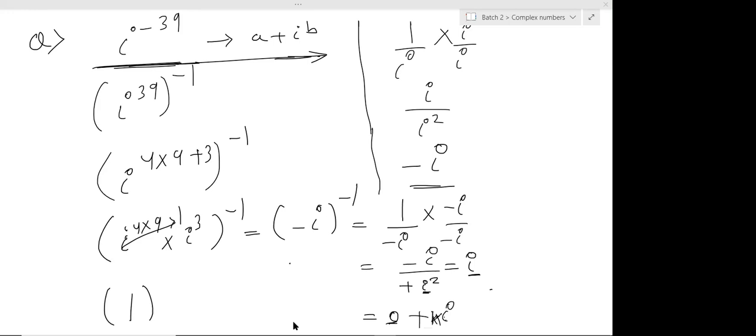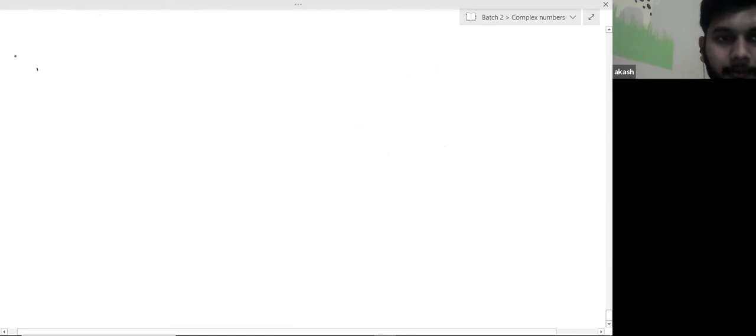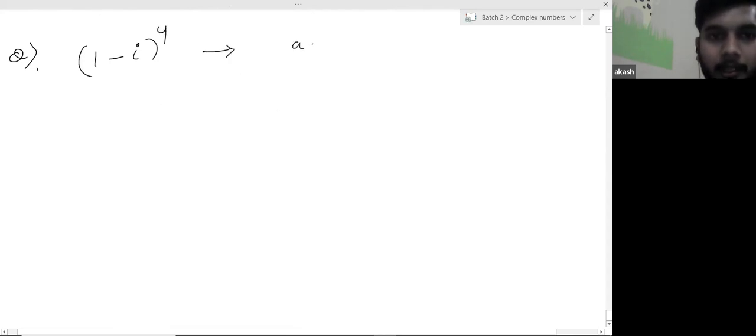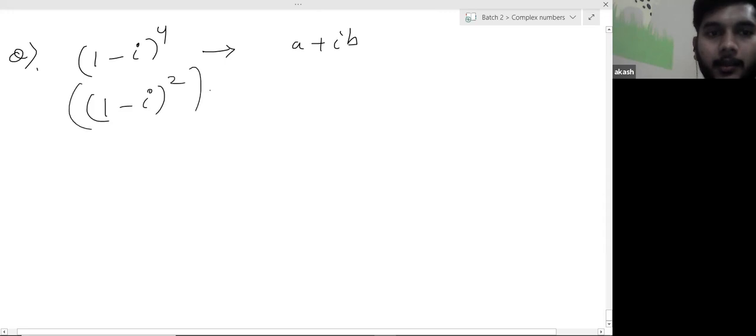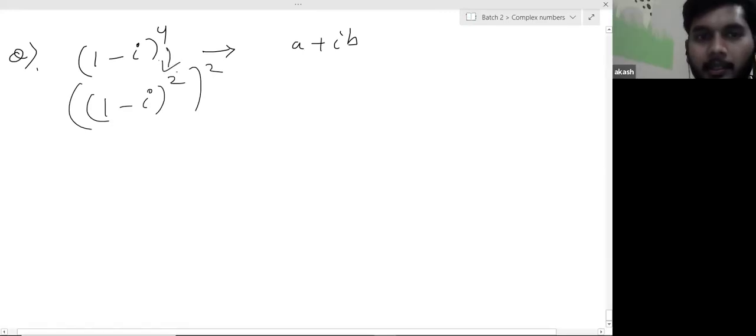Yes, sir. All right. Another question. This is 1 minus I raised to the power 4. A plus IB form. All right, let's see. If I want to give you a hint, then write this as square and square. Then solve. Correct? Sir, those two are two different questions, right? No, same question. This is a hint.